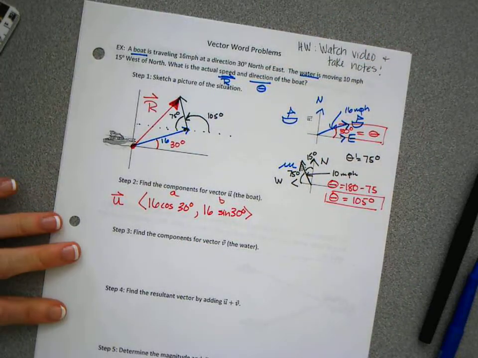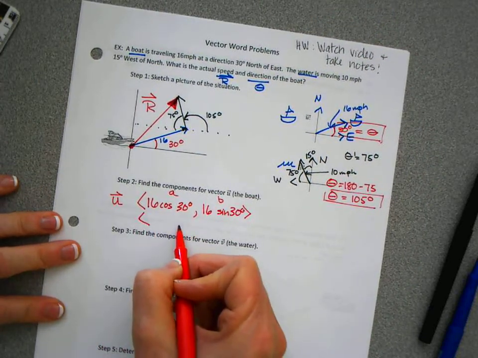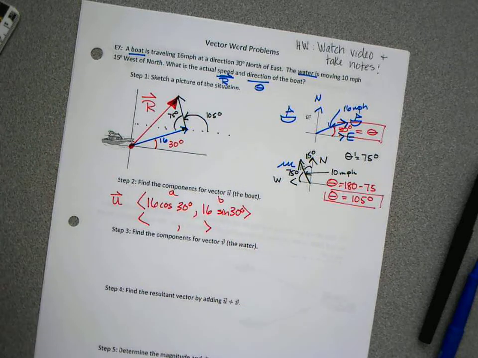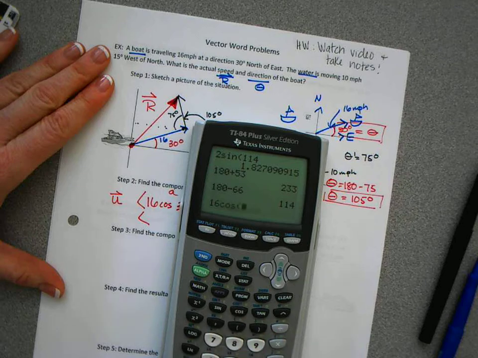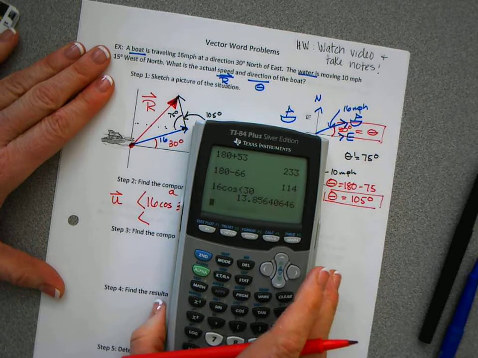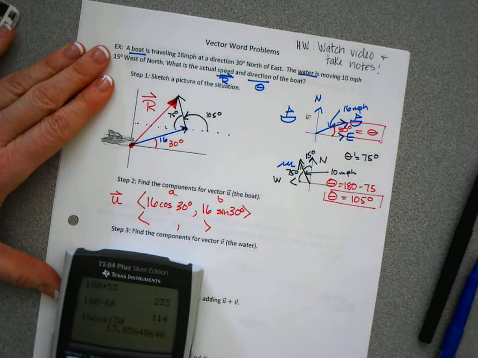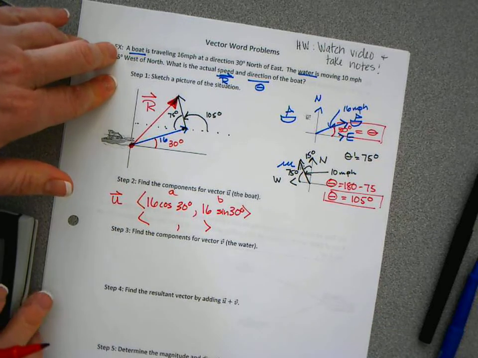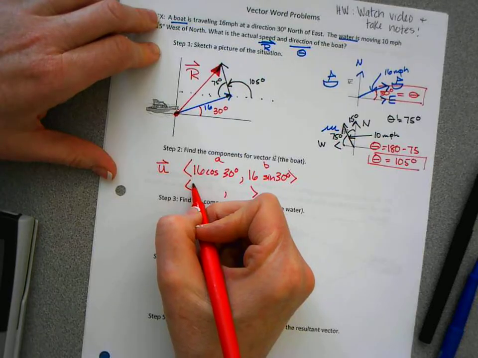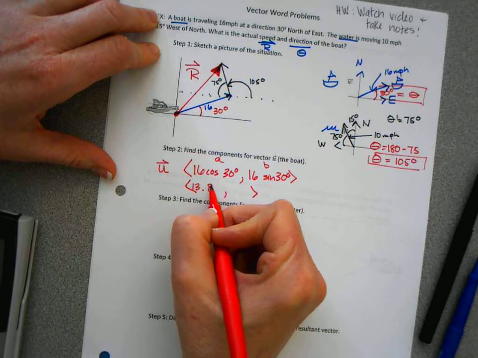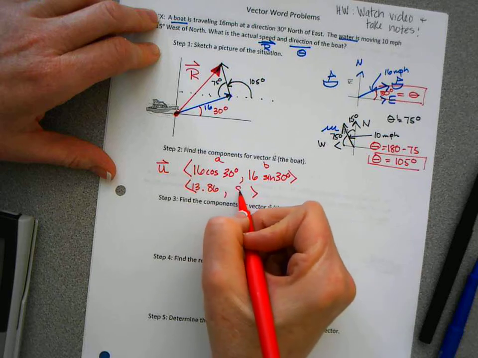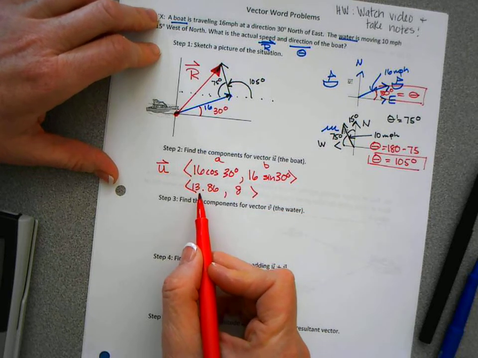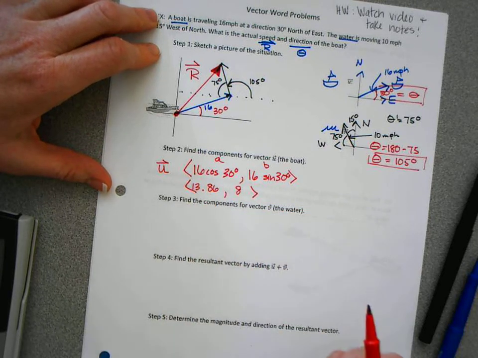Okay, and so my components are just going to be, get out your calculator, 16 cosine 30, 13.86. Let's just do it in decimal places. 13.86. And then 16 sine of 30 is 8. Okay, this is the component for vector U. That's the answer.